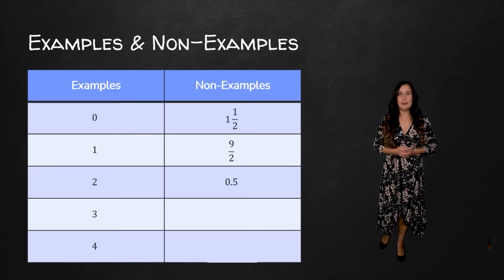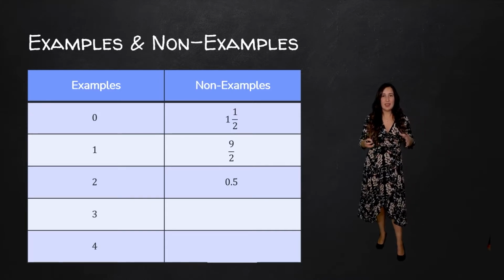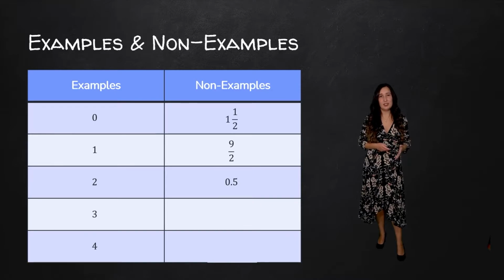After that, I have 5/10. Now, this is a part of a whole. So 5/10 is half of 1. And because that's not an exact number and because that doesn't simplify to an exact number, it is not considered a whole number.